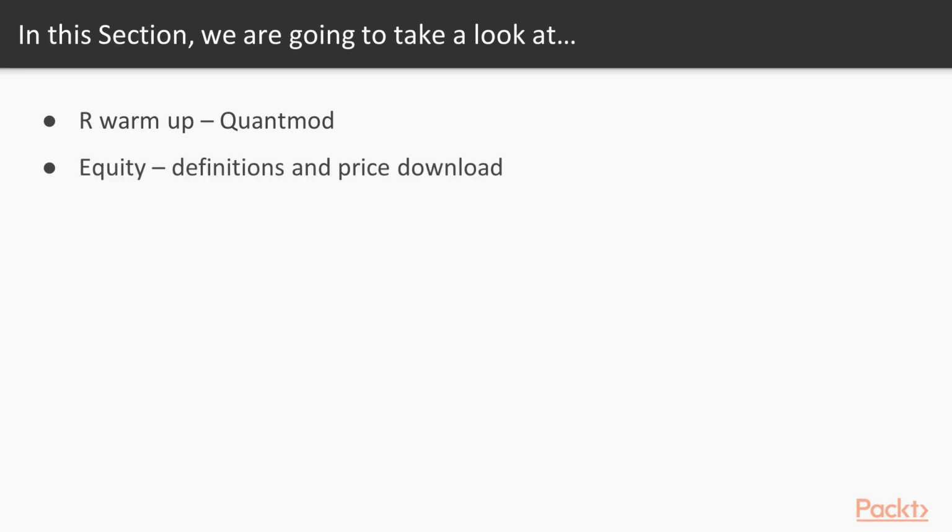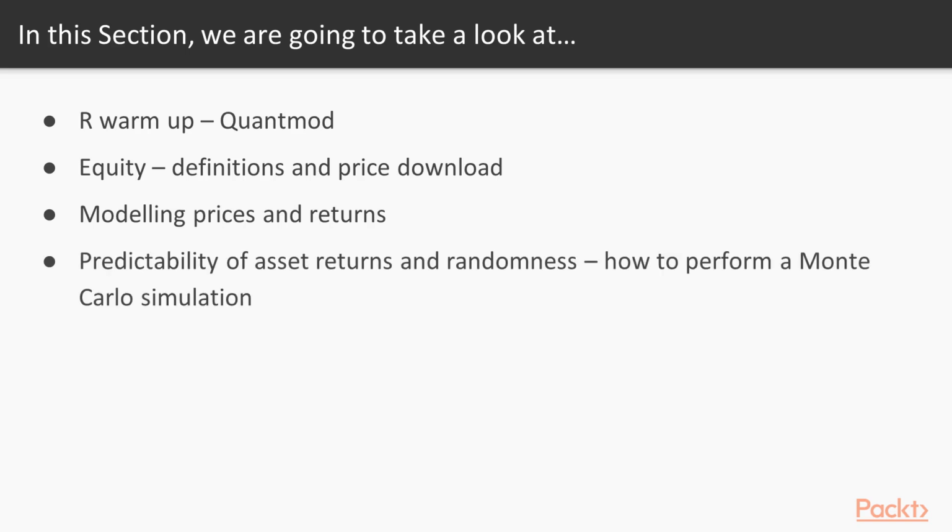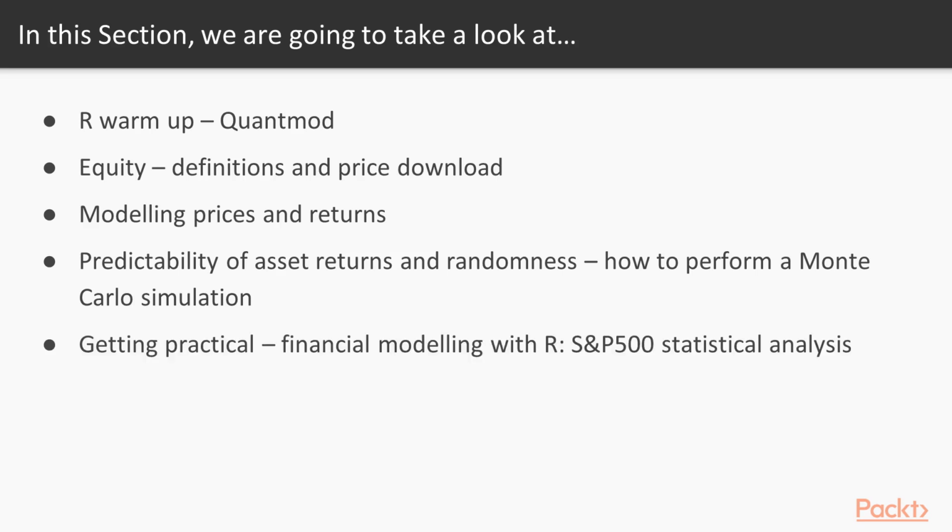We'll then move on to equity, go over some definitions and how we can download some prices. We'll then model these prices and look at returns. The predictability of asset returns and randomness, mainly focusing on what a Monte Carlo simulation is. Then the last video, we'll go over some practical examples and some financial modeling, including the S&P 500.